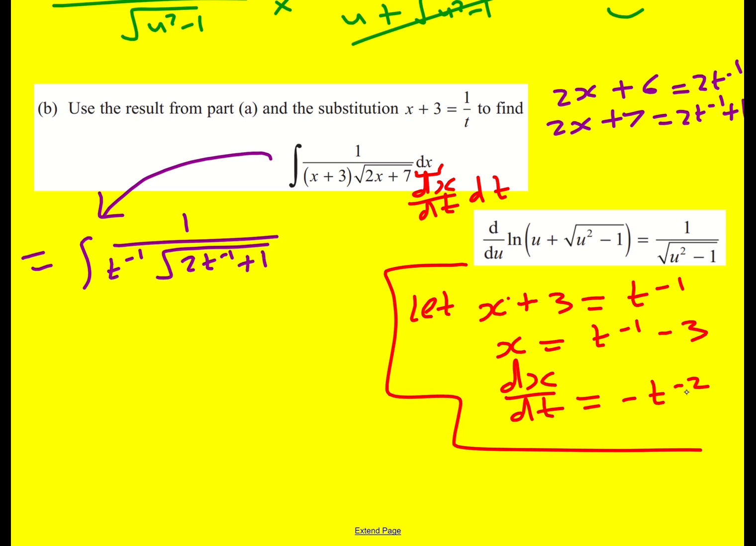Now I have to times by minus t to the minus 2, and of course still have to integrate with respect to t. Next step, I'm going to bring the minus out of the integral. I don't want it messing about with it. Just get it out, just like you would a constant, and get the t to the minus 2 to the top.